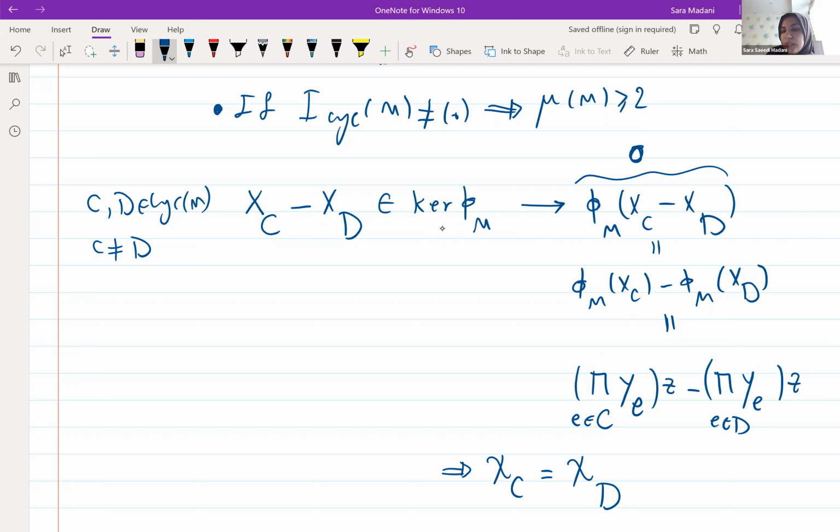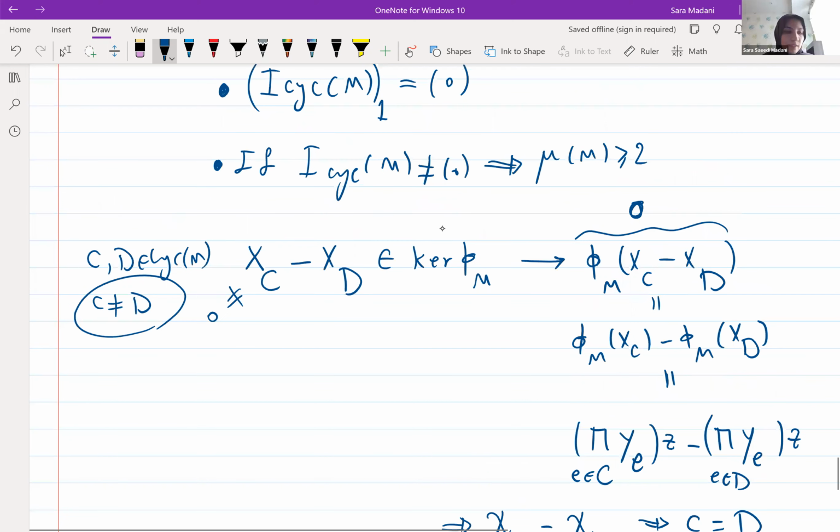And it means that C and D as sets are the same, but they were distinct because I wanted to have something non-zero in my kernel. So it is impossible to have linear forms inside the kernel. That's why this degree is 0. And I mentioned before why this happens.